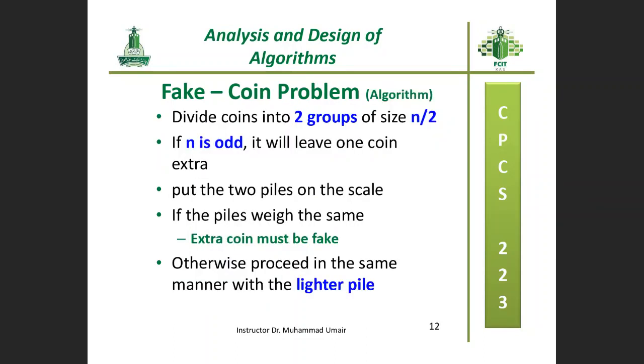And in case of odd, what you have to do? You will keep on dividing into two equal size groups, equal number of values, and you will be left with one extra coin. And do the same thing: if they are equal, then the separated coin will definitely be the fake coin.